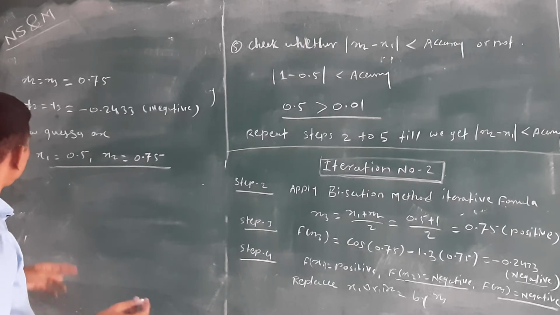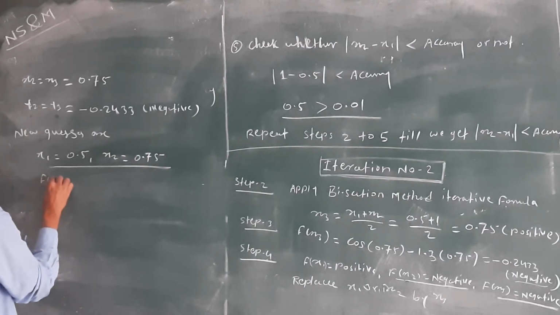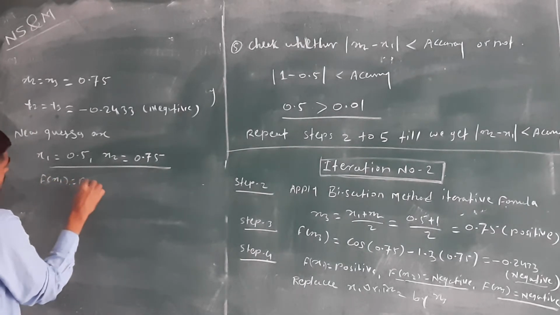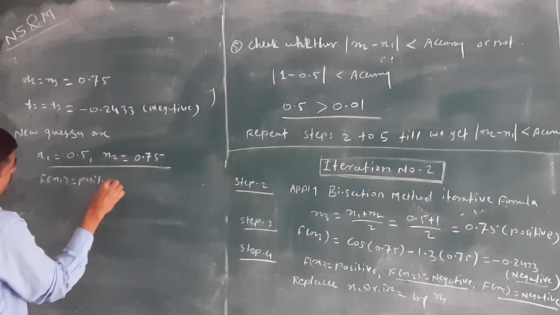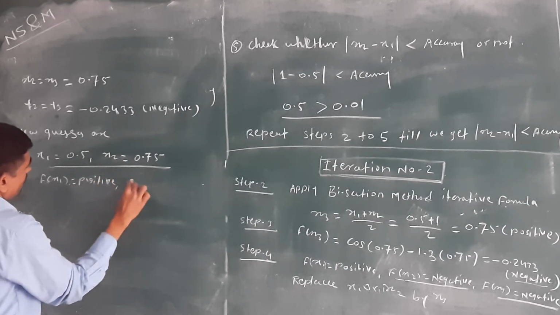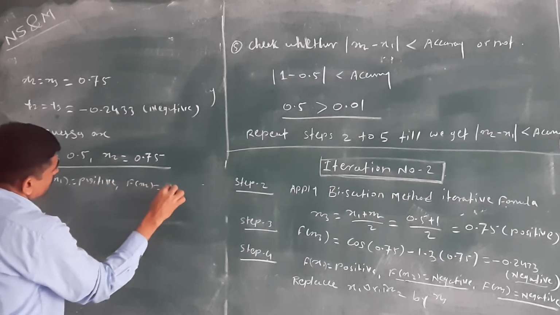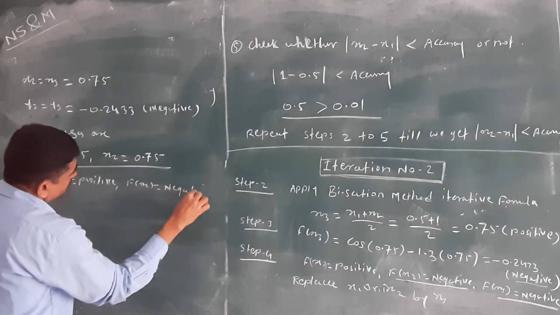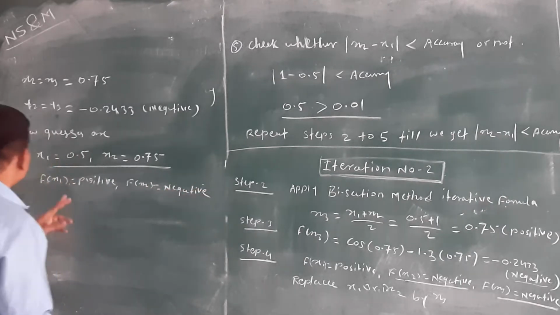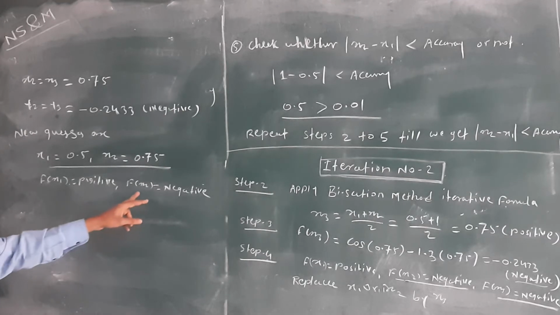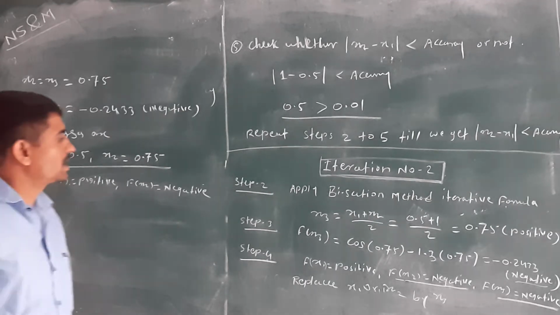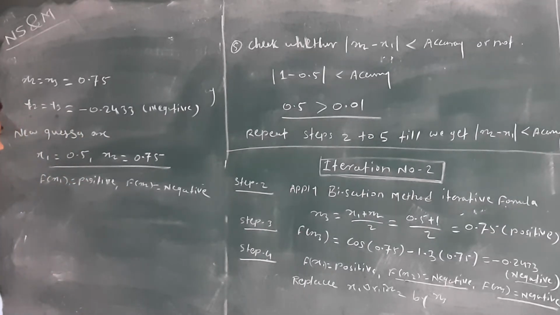Again check that f of x1 is positive, and f of x2 is negative. Okay, all of you getting? F of x1 is positive, f of x2 is negative.